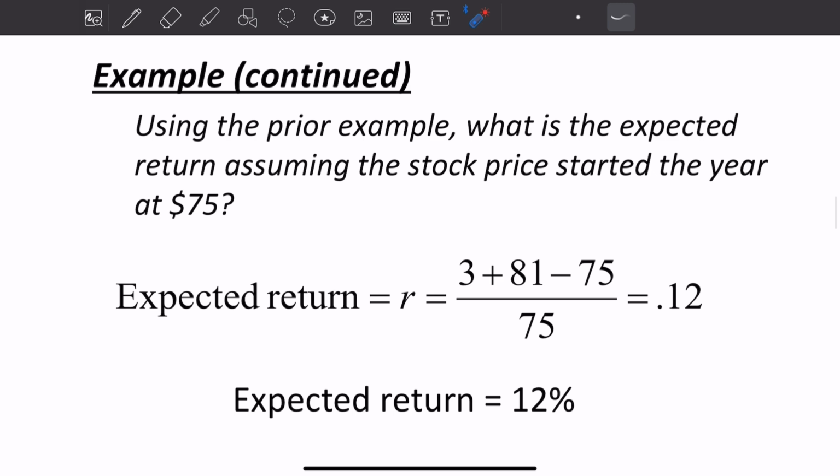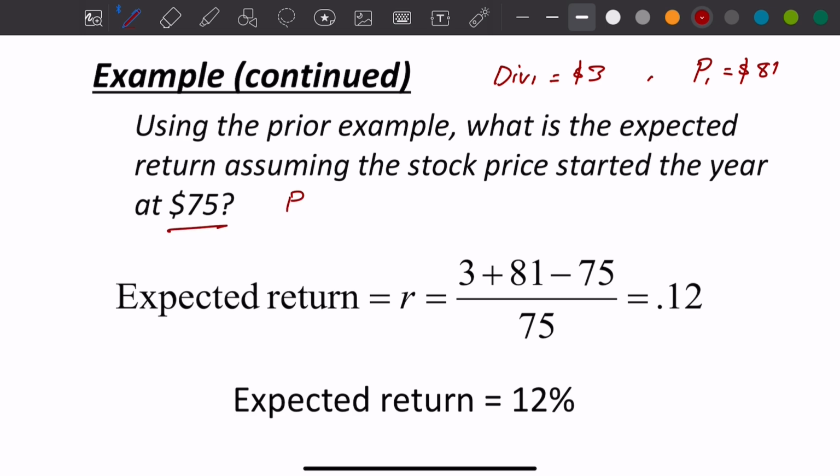Here's an example. It says, using the prior example, meaning the previous one that we talked about, which had a dividend of $3 and a selling price of $81 per share, what is the expected return, assuming the stock price started the year at $75? So this is P0.